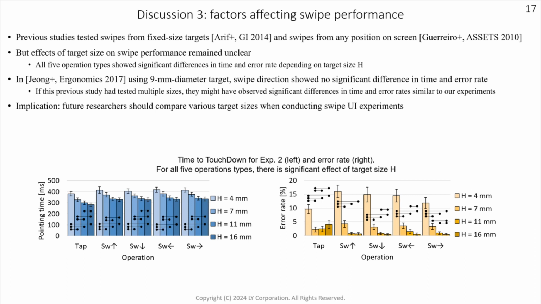The third point is that the target size affects the swipe performance in all directions. This was not verified in previous studies, but in realistic applications, there is a possibility of swiping targets of various sizes in different directions. Therefore, future researchers should test these factors when conducting swipe UI experiments.